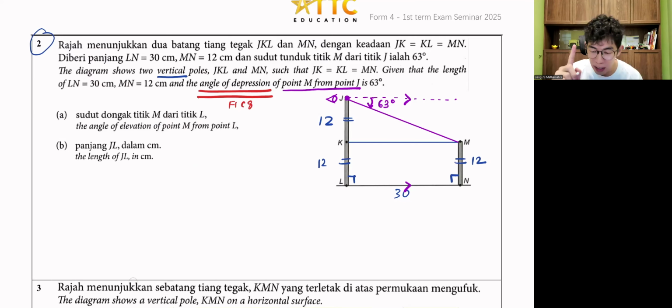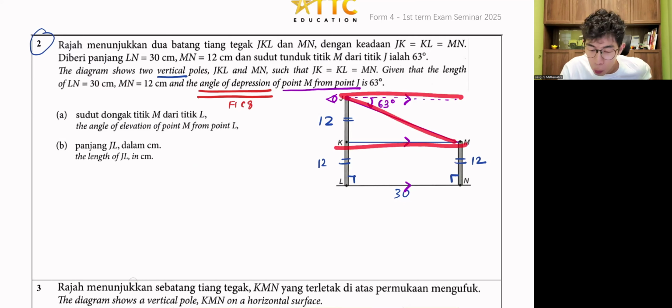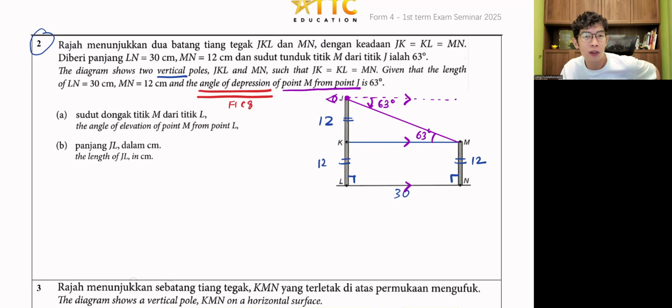And the moment I said it's parallel to the ground, and just now KM is the same as your LN, what happened is that I can use something called alternate angles, the Z rule, to transfer my 63 degrees here. Wow. So I transferred already.